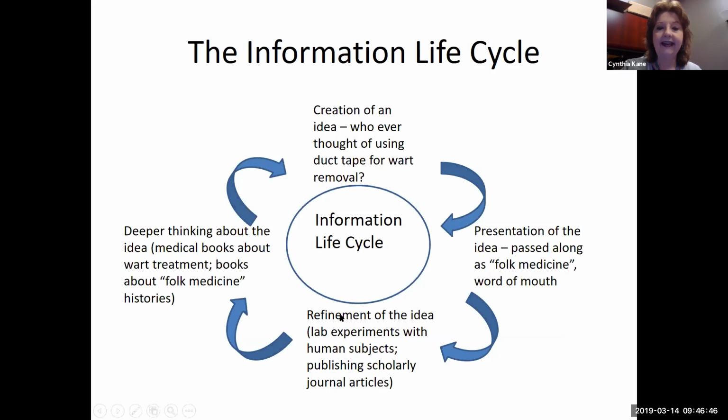And then somehow this idea had to be refined because as we're going to see, there are actually different types of medical journal articles out there that do talk about using duct tape to remove warts. So that idea actually had to be refined. Maybe somebody tried some experiments in a lab with human subjects. Somehow this idea was actually published in scholarly journal articles, whether it would work or whether it did not work. Maybe there was something about removing oxygen by using duct tape that might help to dry up a wart. Somehow, again, though, that idea was refined.